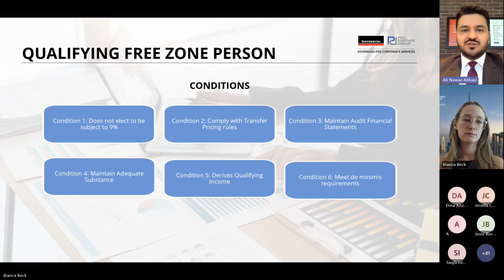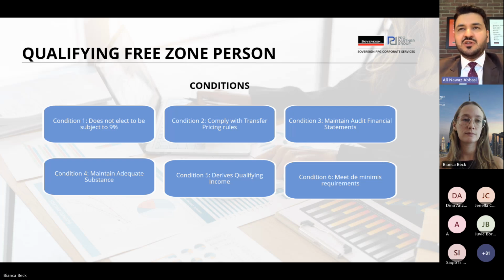In the ESR regulations, if you wanted to prove substance, employees could be based anywhere in the UAE. However, for free zone companies wanting to prove substance, employees must be based in a free zone. If the company wants to outsource this requirement, the outsource provider must also be based in a free zone.